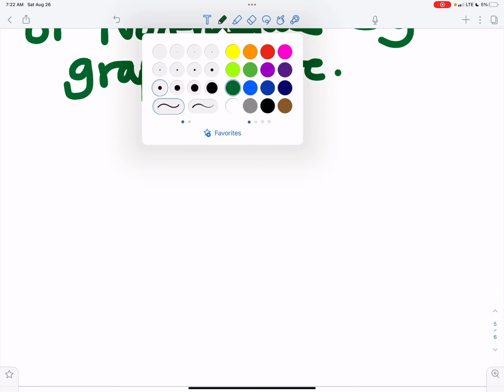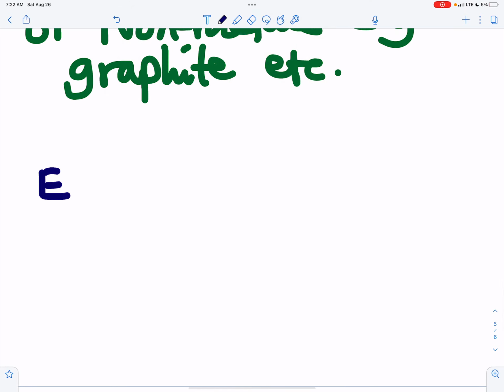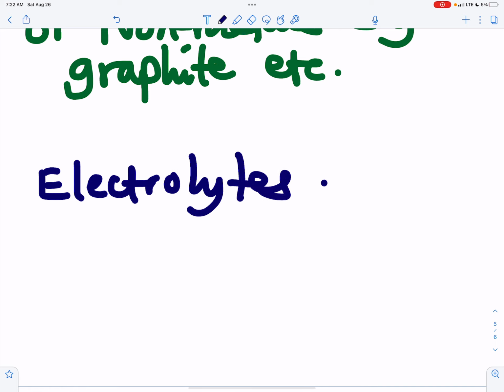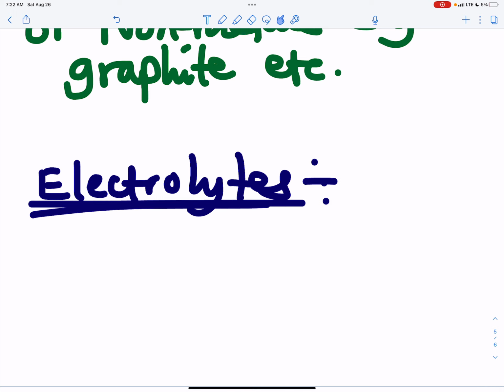Let's define another important thing in electrolysis, the electrolytes. Electrodes are usually in the form of rods. Take note of that too.